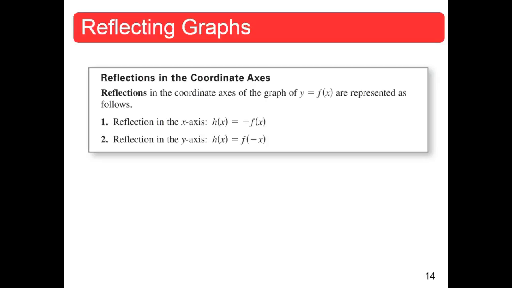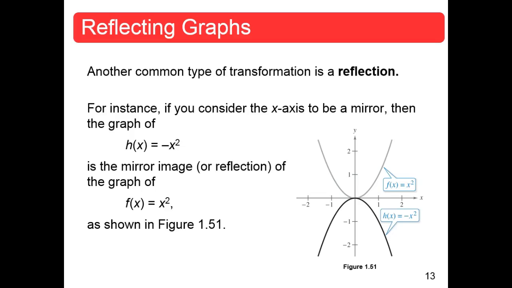They showed this. Reflections in the coordinate axes of a graph of y equals f of x are represented as follows. Reflection across the x-axis is when you negate the y. It moves it in the other direction. Reflection across the y-axis is when you negate the x. So h of x would be f of minus x. Now, you wouldn't use a squaring function. Why?